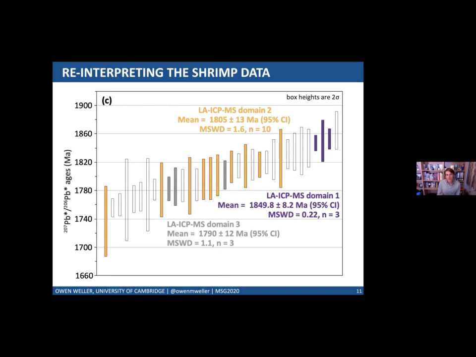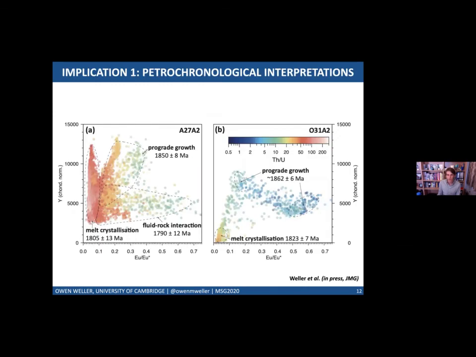But as well as being able to reinterpret this data set, we could also do a couple of other neat things. So first of all, we could think about the systematics between the samples. So here we're showing both samples. We haven't talked about the control sample yet. You can see on the right-hand side, we've got the data from the second sample, 031A2. And this particular grain had 2 distinct prograde growth events. And again, a low europium, high thorium of uranium growth zone associated with melt crystallization.